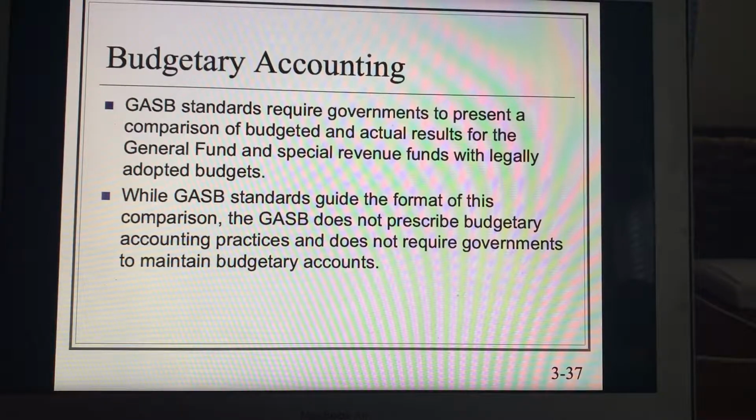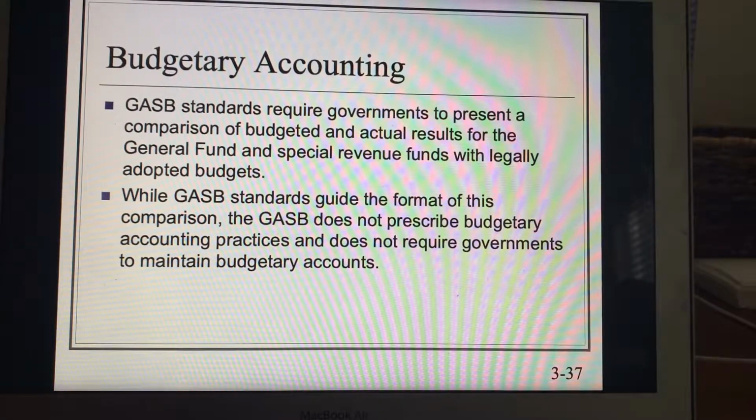Budgetary accounting. GASB standards require governments to present a comparison of budgeted and actual results for the general fund and special revenue funds with legally adopted budgets. While GASB standards guide the format of these comparisons, the GASB does not prescribe budgetary accounting practices and does not require governments to maintain budgetary accounts. Okay.